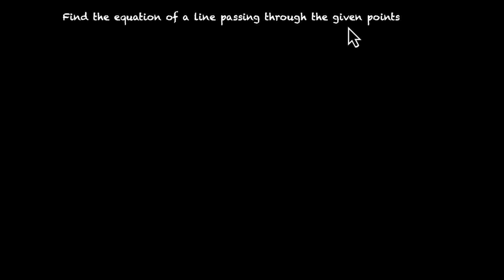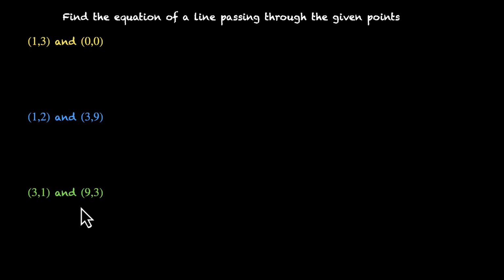Let's practice this. Find the equation of a line passing through the given points. So we have 3 sets. The first one is 1, 3 and 0, 0. Next one is 1, 2 and 3, 9. Next is 3, 1 and 9, 3. Use determinants to find the equation of these 3 lines. Pause the video, try this out. Okay, let's do this together.